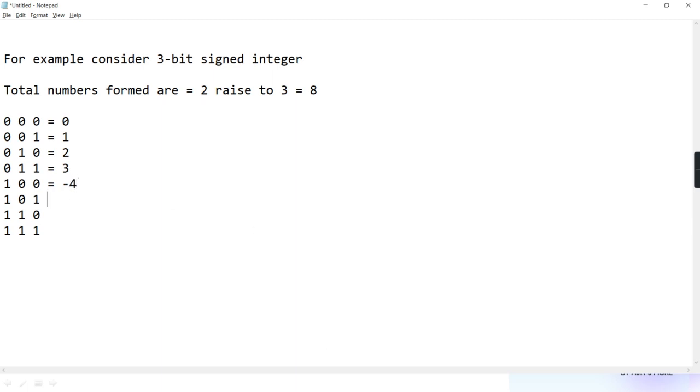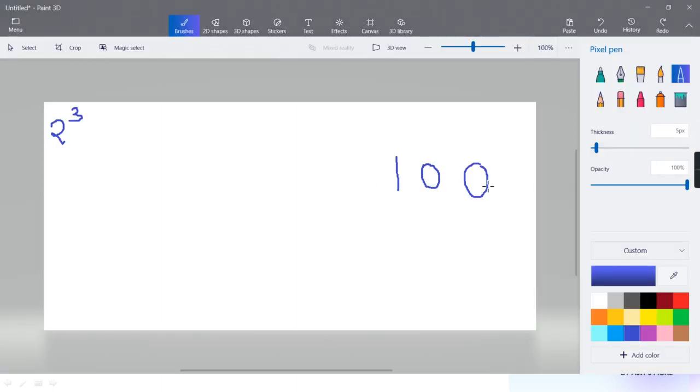Same way, the next one, tell me. 101. What is the 2's complement of 101? Is it 1, 1, 0? Do you agree with me? Yes, sir. Correct. Sure, this is 101 in binary form.